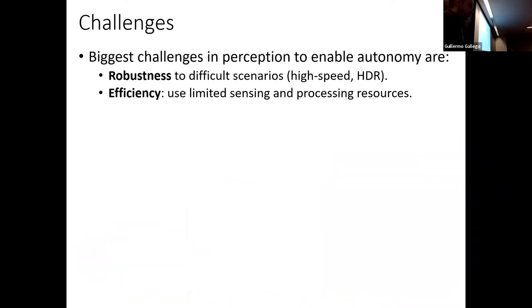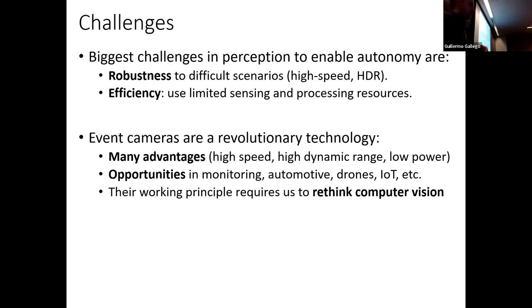So when we put these sensors in robots, the biggest challenges in perception to enable autonomy are robustness to difficult scenarios such as high speed and high dynamic range, and also that all the sensing and processing needs to be done on board the robots, which have limited capabilities. Event cameras are a revolutionary technology that has many advantages precisely in these scenarios: high speed, high dynamic range, low power. And we know from research in this lab and other labs that they have lots of opportunities in drones, automotive, and Internet of Things.